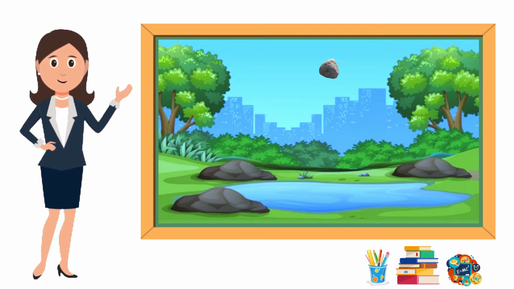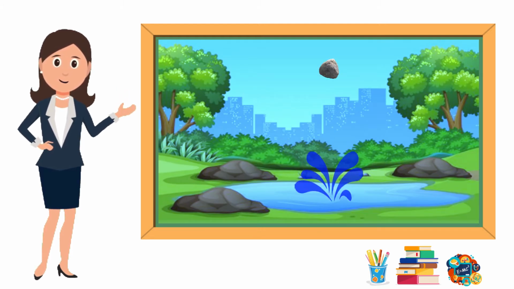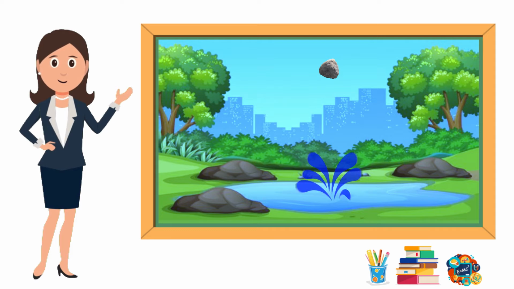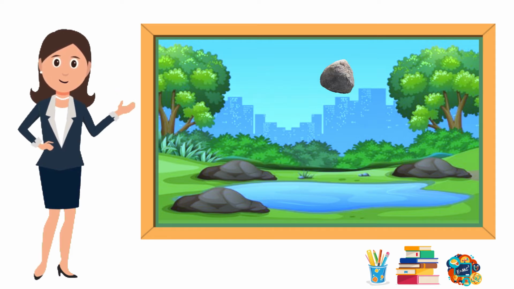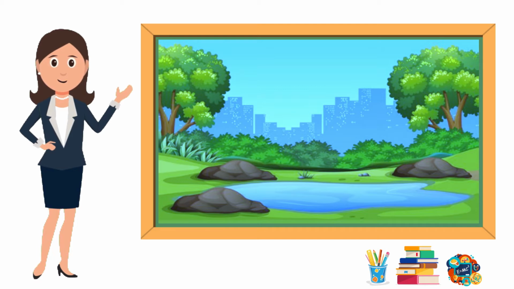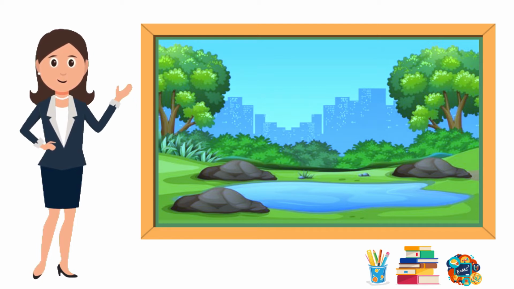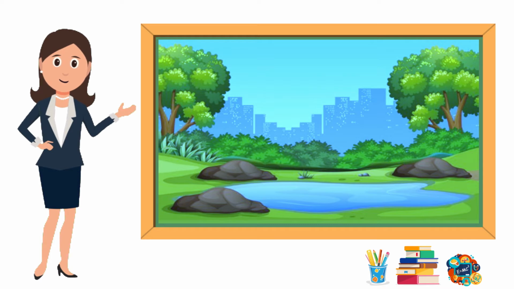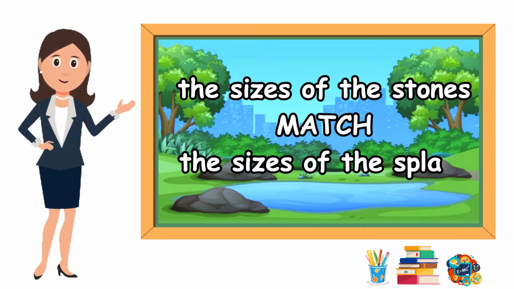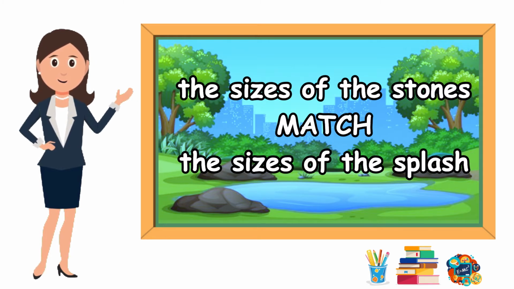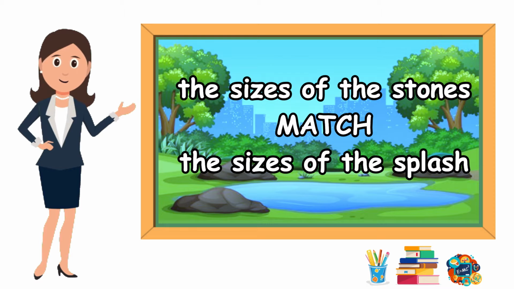When you throw a small stone into the water, a small splash is created. And when you throw a bigger stone, a bigger splash is created. If you try throwing different sizes of stones, you would generally find that the sizes of the stones match the sizes of the splash.